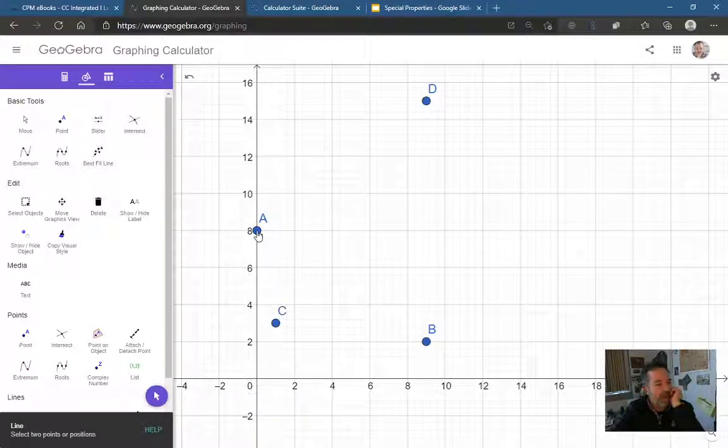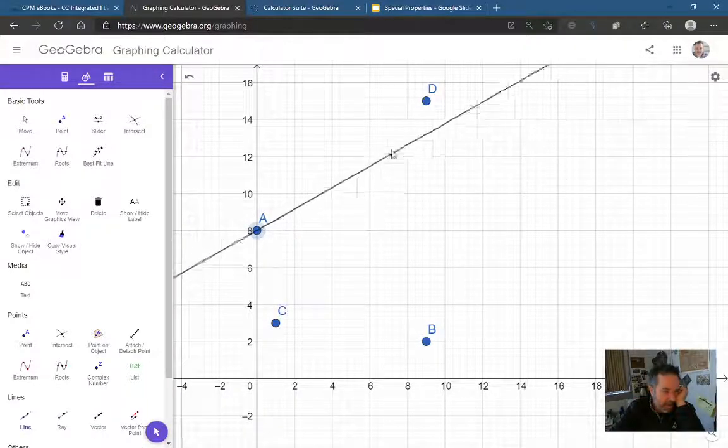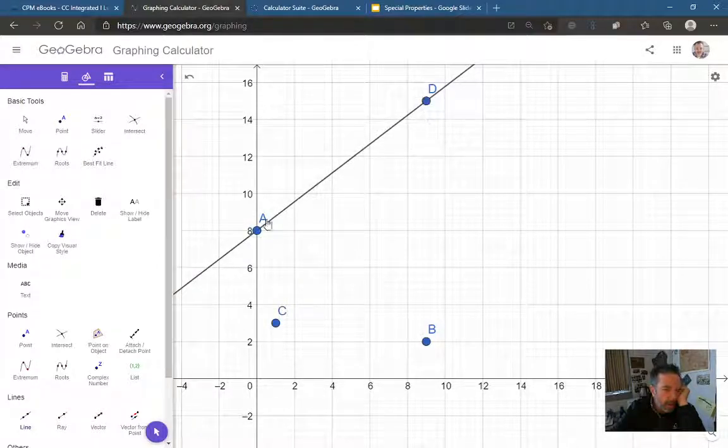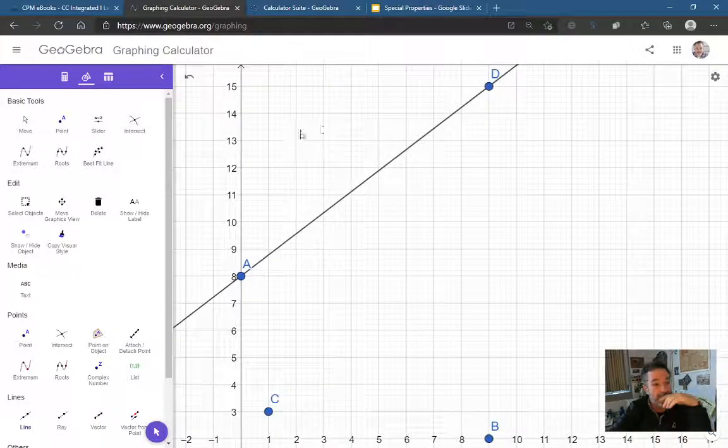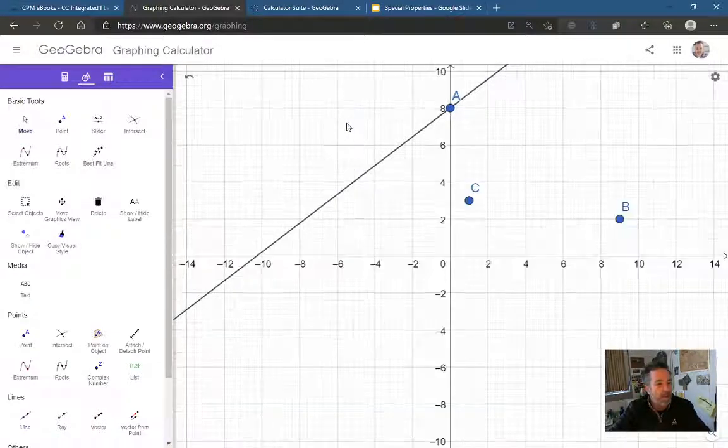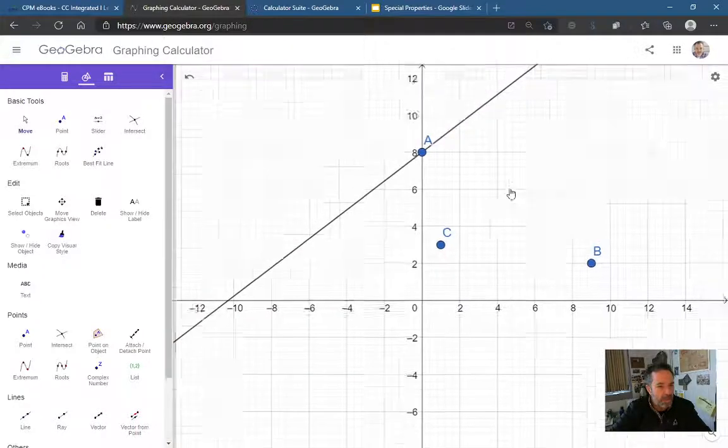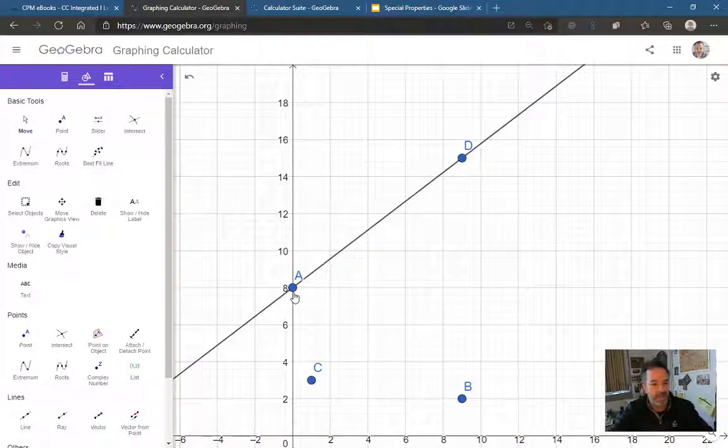So one of the things we're asked to do is find the length of the segment that goes from A to D. Now, I've drawn a line that goes infinitely, and you're like, that's not what we were asked to find, and you're correct. We are asked to find the distance from point A to D.